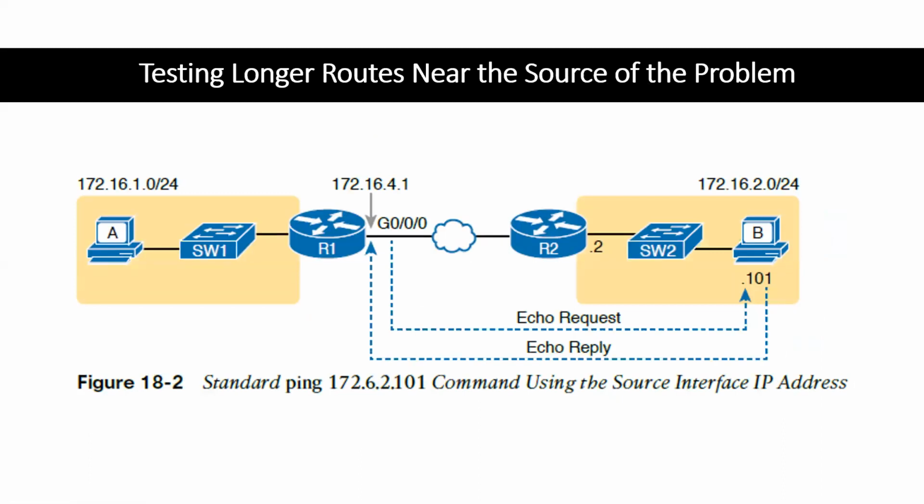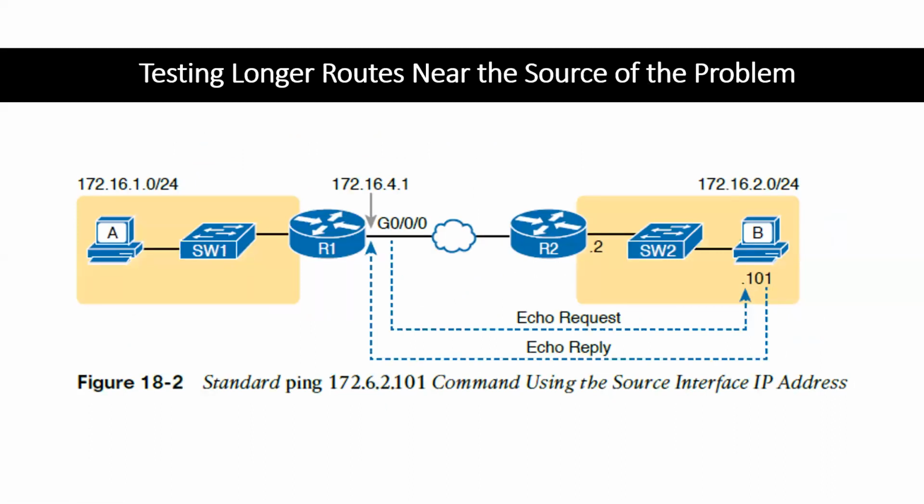So this is how it looks. And this is what Antoine is doing. He's testing longer routes near the source of the problem. He's starting at his router, but going inside the network, behind R2, to test it.